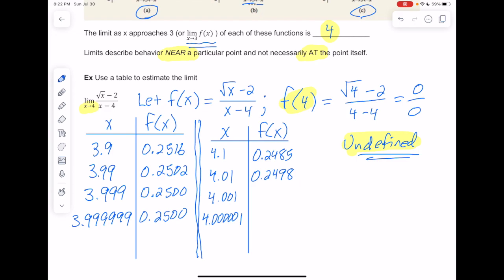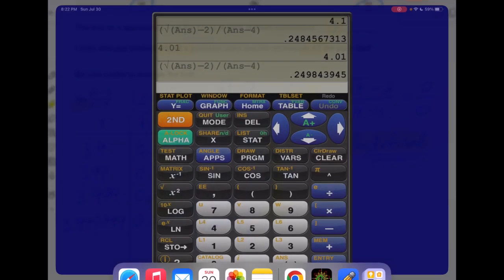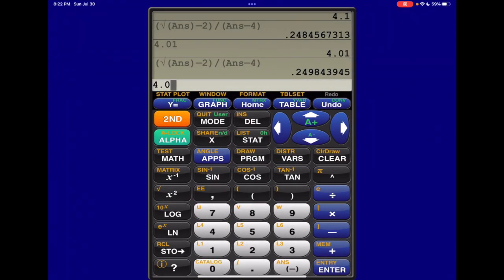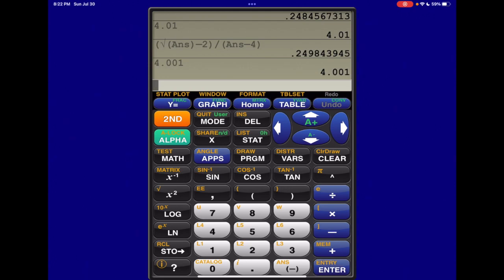And it's always kind of nice when on this one over here, we're getting values that were smaller and smaller and approaching 0.25. And now it looks like maybe we're getting bigger and bigger values approaching 0.25. That's a really good indicator that 0.25 is probably the right answer for the limit. Let's go plug in these next two values. So 4.001, store that into answer, plug that into the function, getting very close to 0.25.